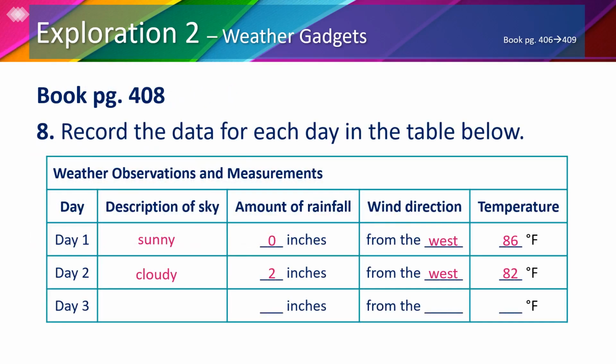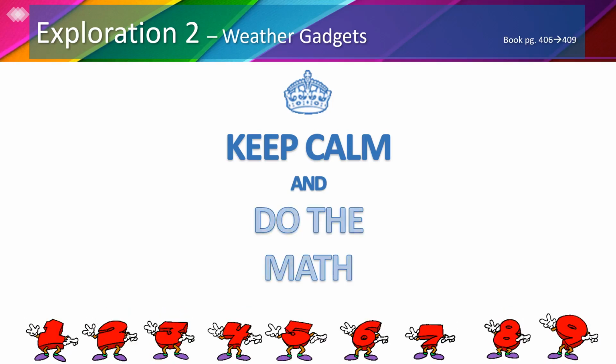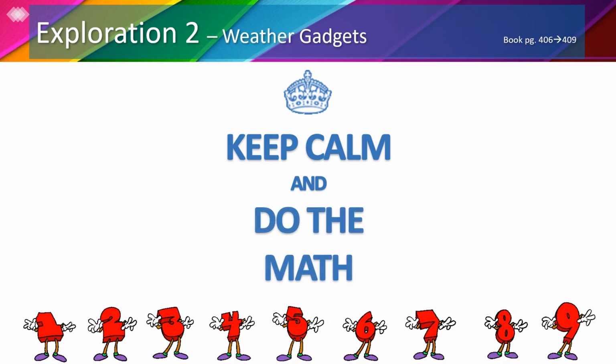So, in the table, we fill in what we observed. Description of the sky, partly cloudy. Amount of rainfall, 1 inch. Wind direction from the north. And temperature, 78 degrees. Now it's time for the Do the Math activity on page 409.